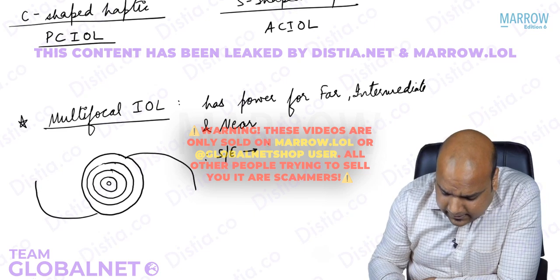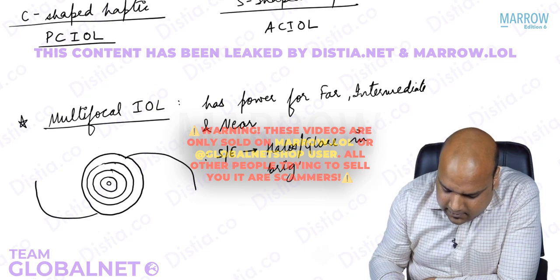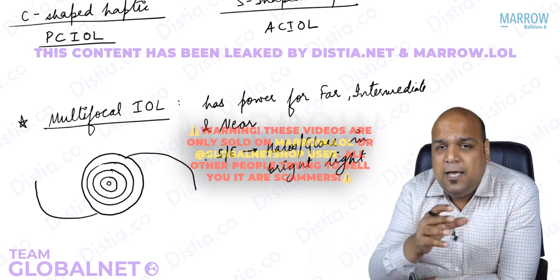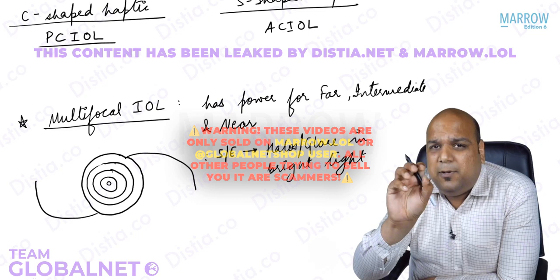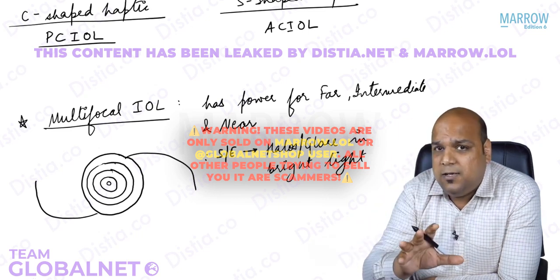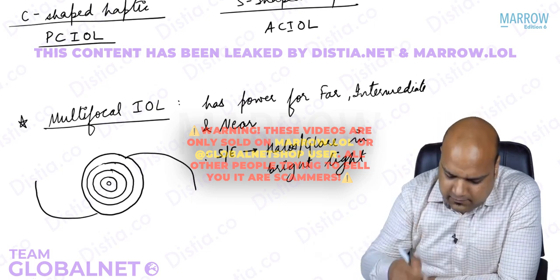A side effect is that it leads to halos, or I can say glare in bright light. I hope you understand why halos are there: because of the design of the rings. So when light is coming, let's say you're driving at night and light is coming from the front, you will see some discomfort in the form of halos. It is not that you won't be able to drive a car, but there is some sort of discomfort.